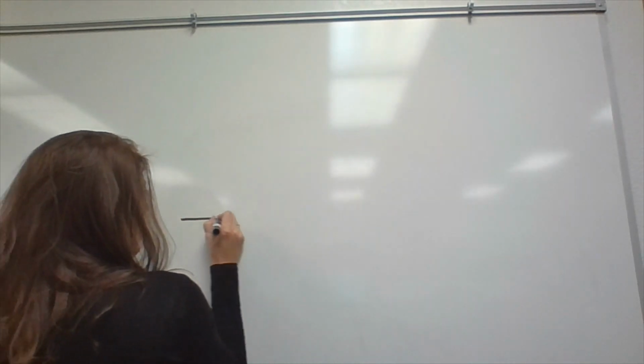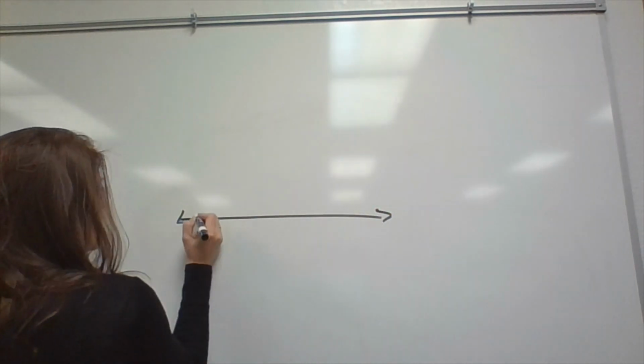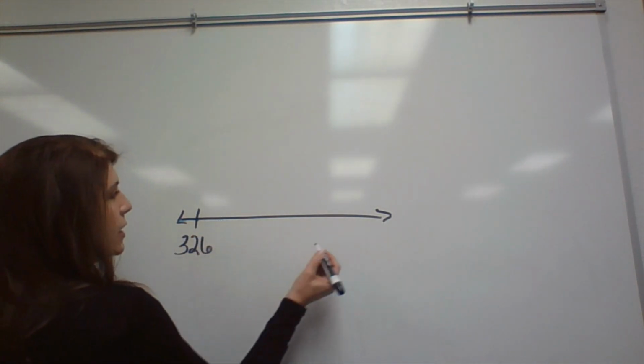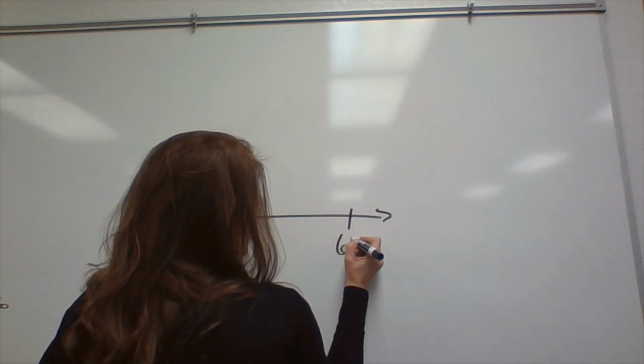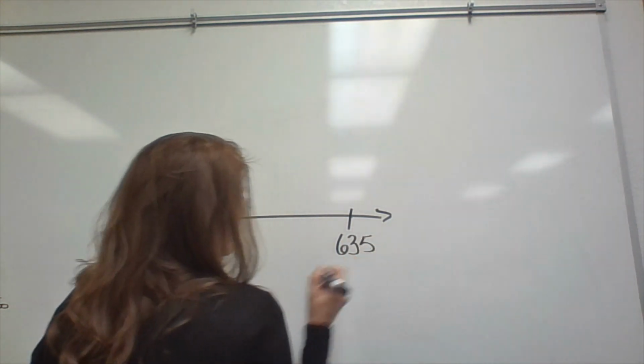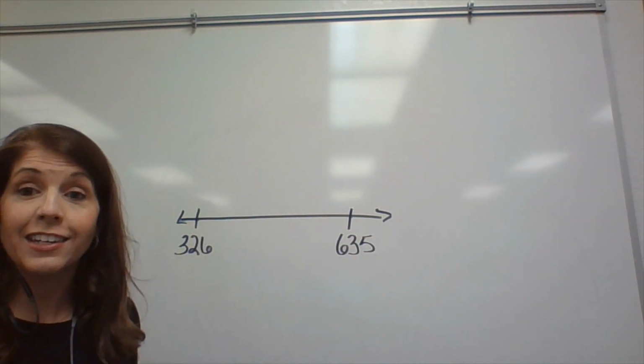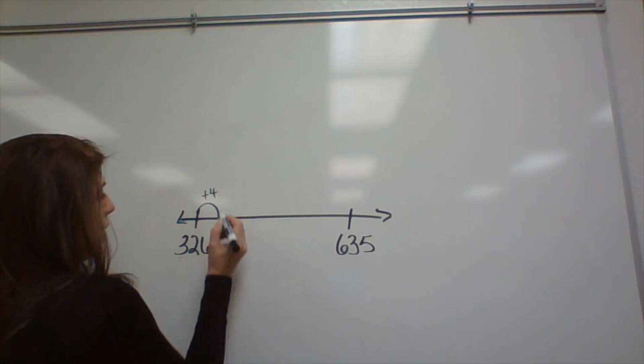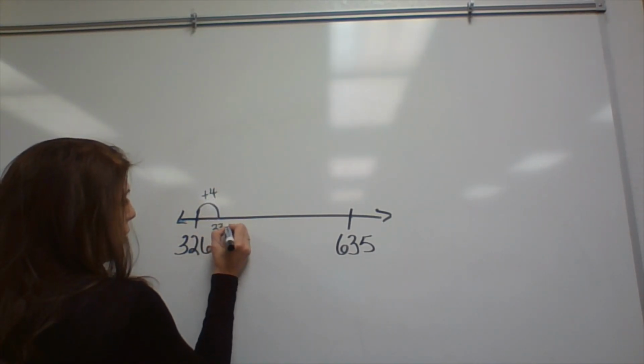Let's say that I started off at 326, and I end at 635. Okay, so first thing I want to do is end in a 0 because it makes it easy for me. So I'm going to add 4 right away, and that gets me to 330.